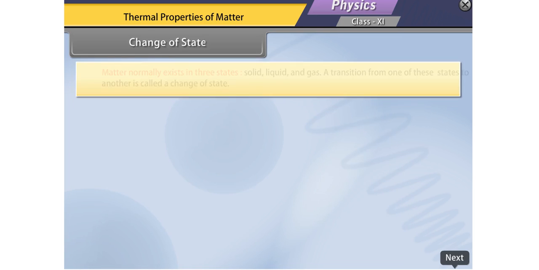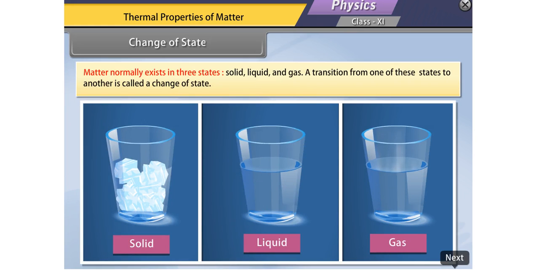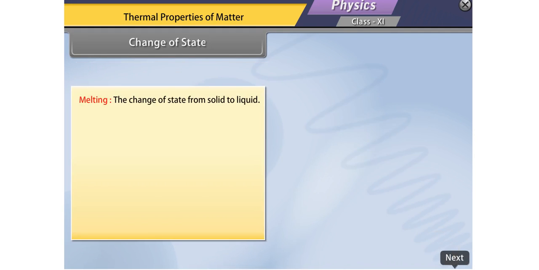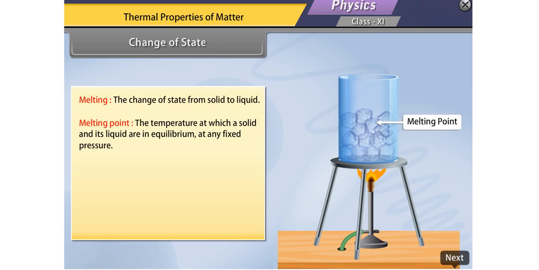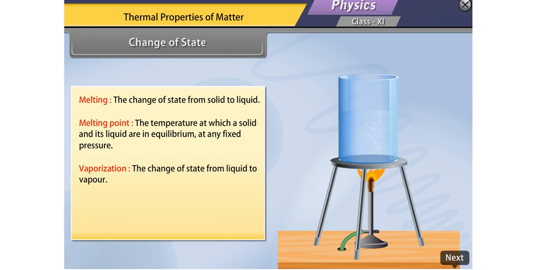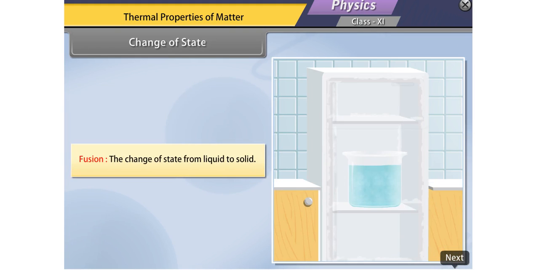Change of state. Matter normally exists in 3 states: solid, liquid, and gas. A transition from one of these states to another is called a change of state. Melting, the change of state from solid to liquid. Melting point, the temperature at which a solid and its liquid are in equilibrium at any fixed pressure. Vaporization, the change of state from liquid to vapor. Boiling point, the temperature at which the liquid and the vapor states of the substance coexist. Fusion, the change of state from liquid to solid.